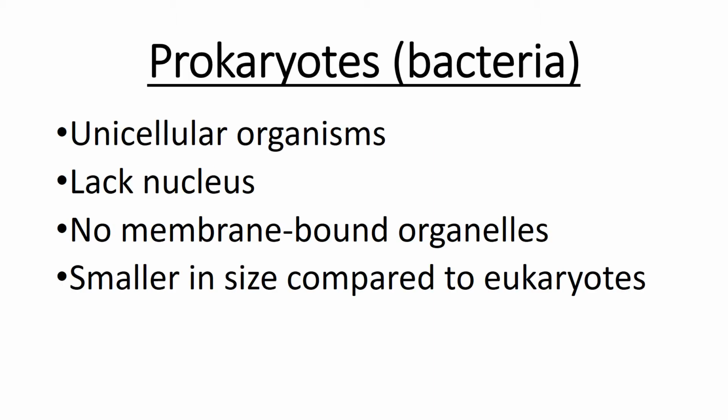Okay, again, as I mentioned before, prokaryotes are unicellular organisms, simply made up of one cell. They lack a nucleus, and still, they have DNA. But all living organisms have to have DNA. That's the genetic material to keep them functioning, which we call the blueprint of life. They lack membrane-bound organelles, and they just simply are smaller in size compared to eukaryotes.